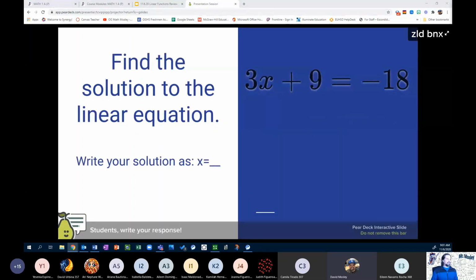So then, find the solution to this linear equation. 3x plus 9 equals negative 18. And please write your solution as x equals whatever value you have found for x.